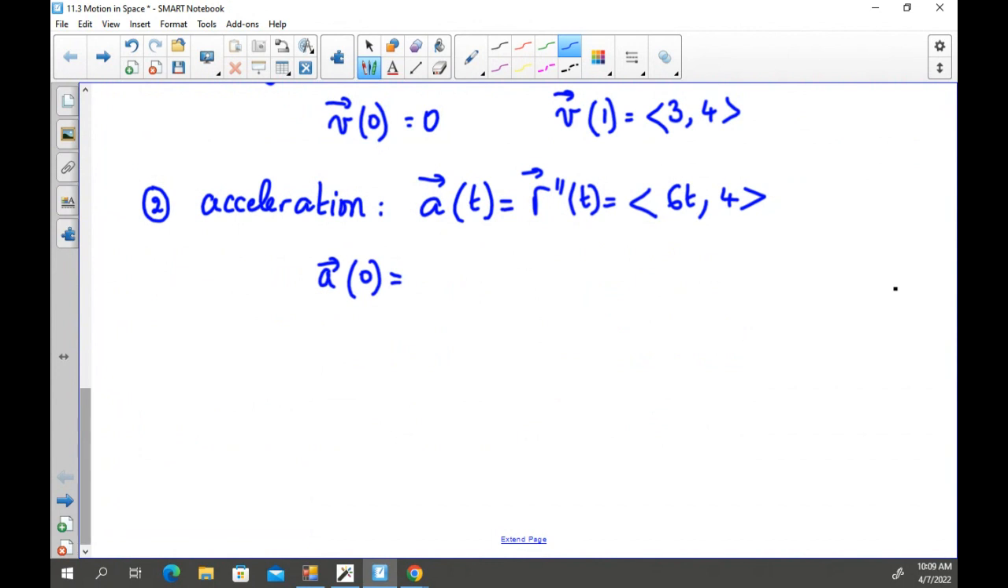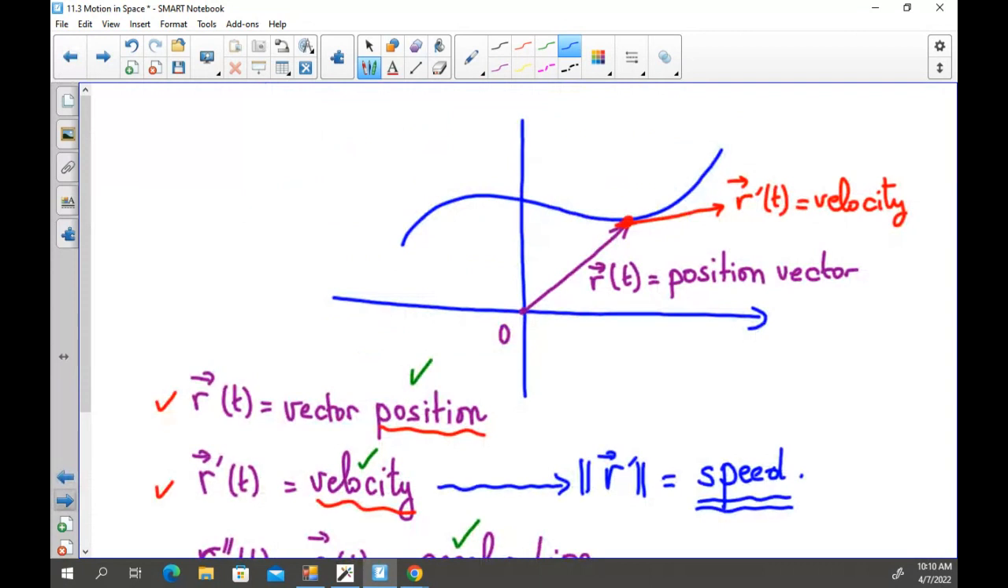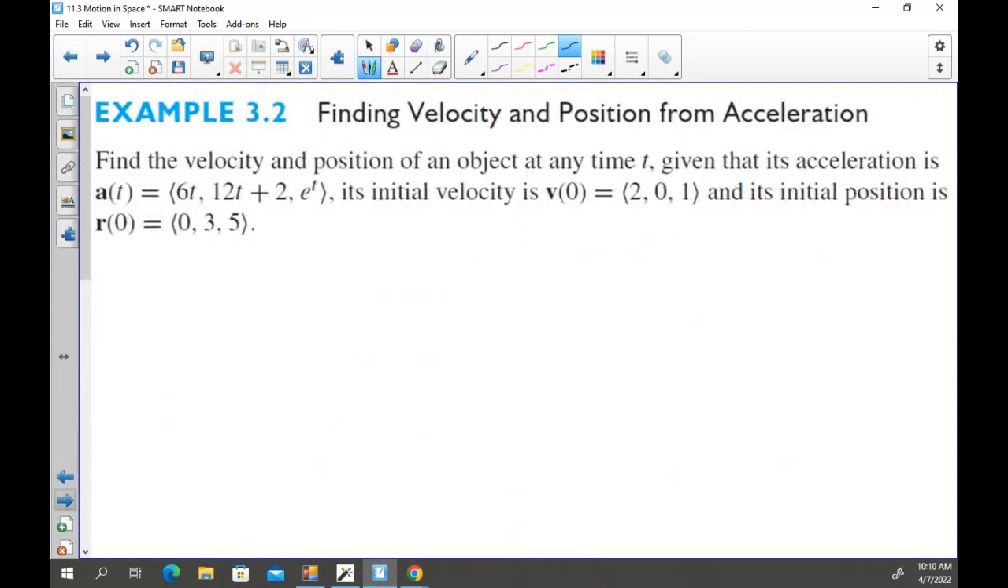For example, the initial acceleration is 0, 4. This acceleration will never be 0. Can you see why it's never going to be 0? Because the second component is always 4. So it will never be equal to 0, basically. So that's the general idea. One second later, the acceleration becomes 6, 4, and so on. So very simple. No issues at all.